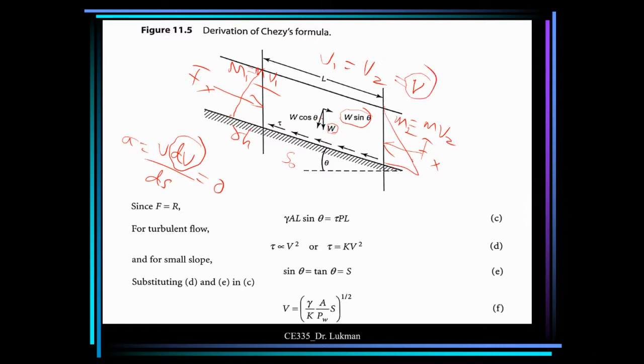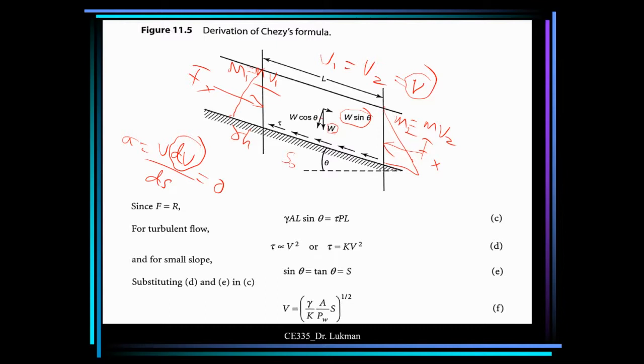Remember the definition of uniform flow: the velocity throughout the flow region, throughout the flow domain, is constant, irrespective of height, position, and time. It is all the same. That's why we say uniform flow has to be steady, because it has to be the same also with respect to time.